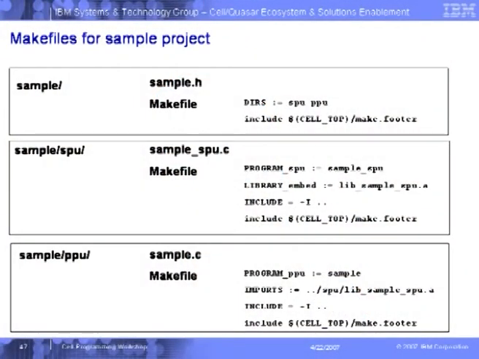This is a sample makefile for a project. If there's a sample directory, sample is the directory where your code will exist. There will be an SPU directory with, say for example, the sample code name sample_spu. The makefile will look like that. PROGRAM_SPU will define the sample SPU name. LIBRARY_EMBED will create the archive file, and the include path will give the link to the include path, and include the make.footer from the standard makefile environment that comes with the development kit.